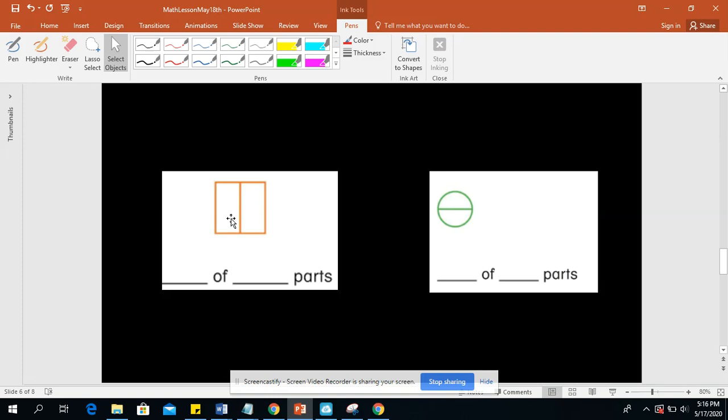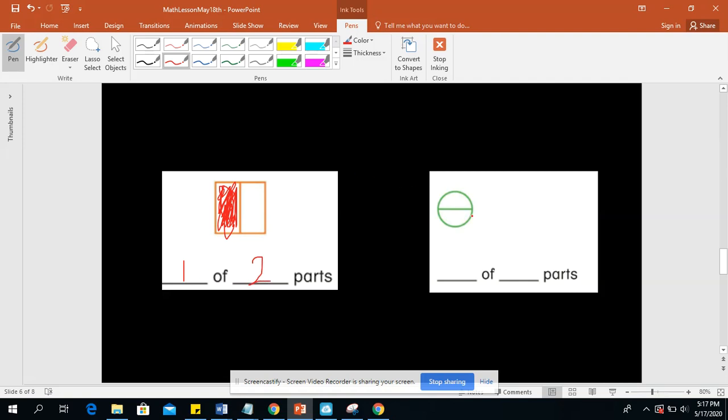So here we have what looks like a square. It could be a rectangle. I would have to measure it to double check. Let's say we see that there are 2 equal parts or 2 halves. Let's say one of the 2 parts is shaded in. And I'm trying my very best to shade it in. It's difficult on a computer. So if 1 out of 2 parts are shaded in, we would say this is 1 of 2 parts.